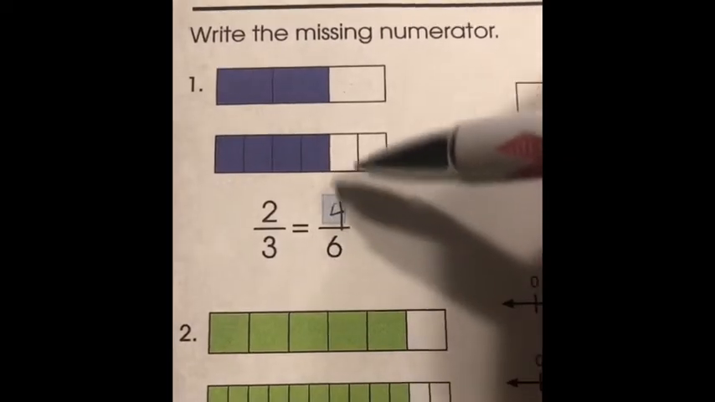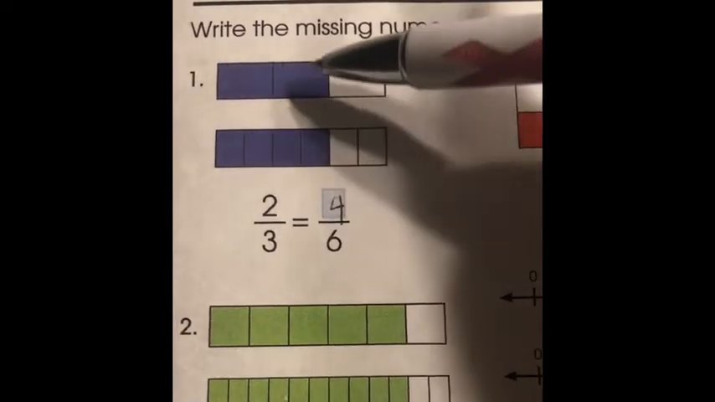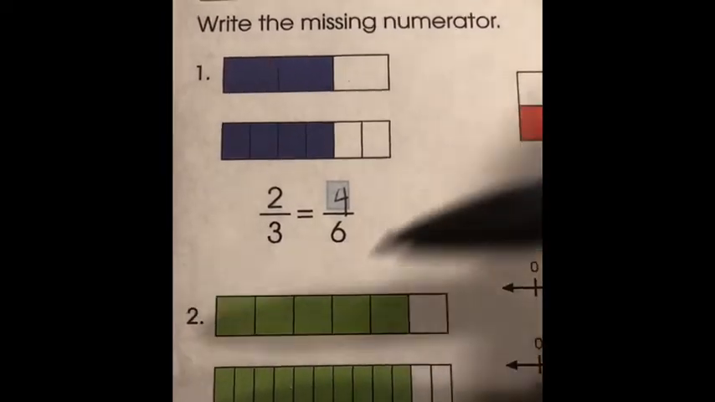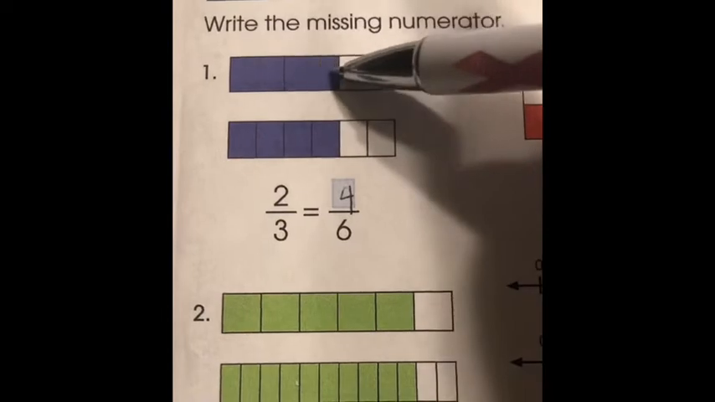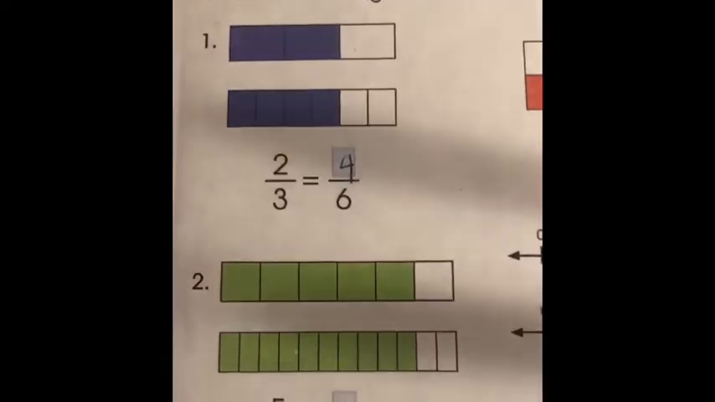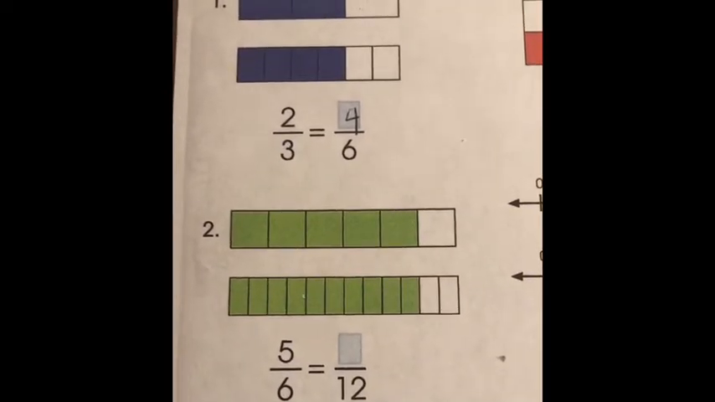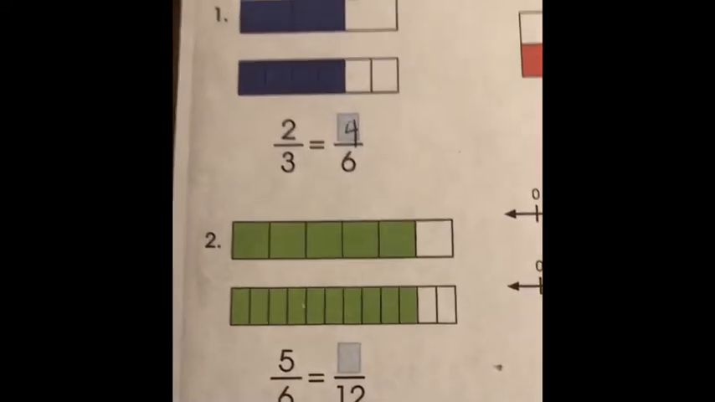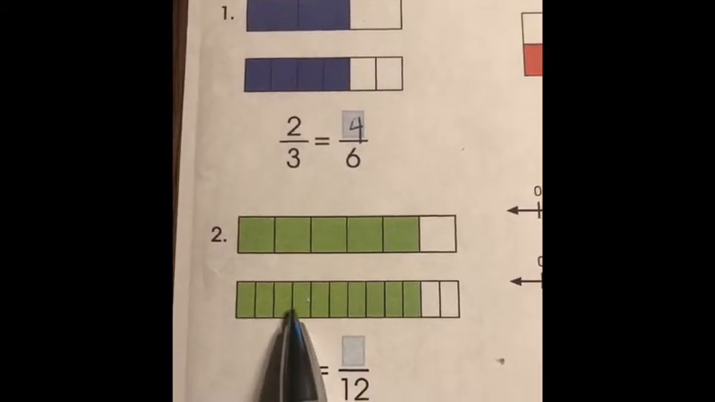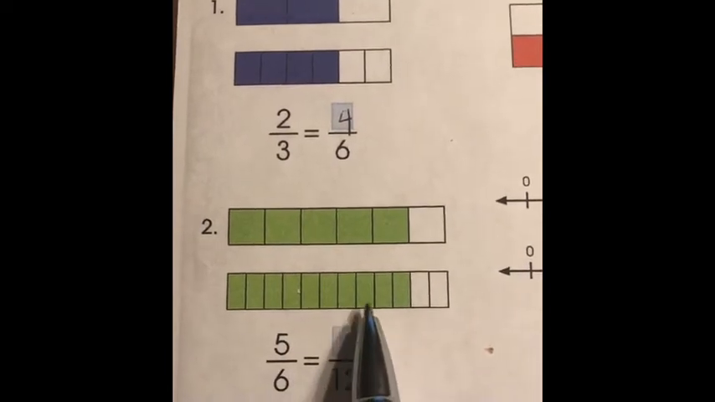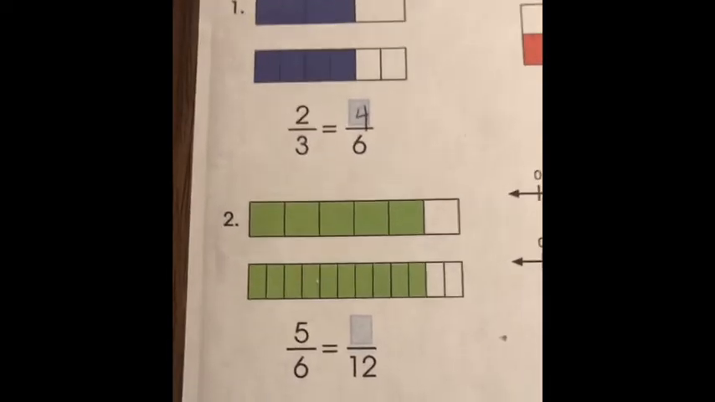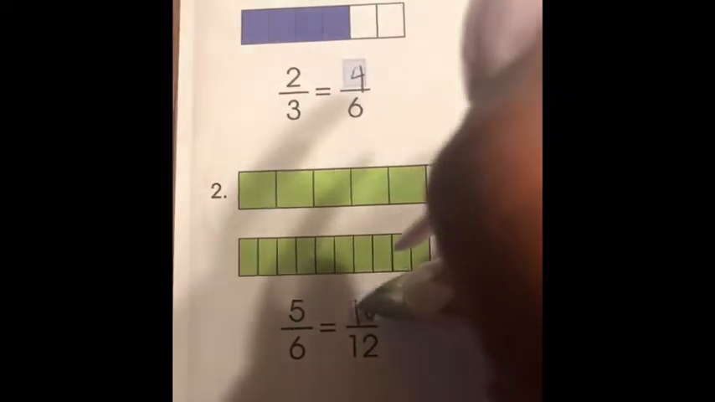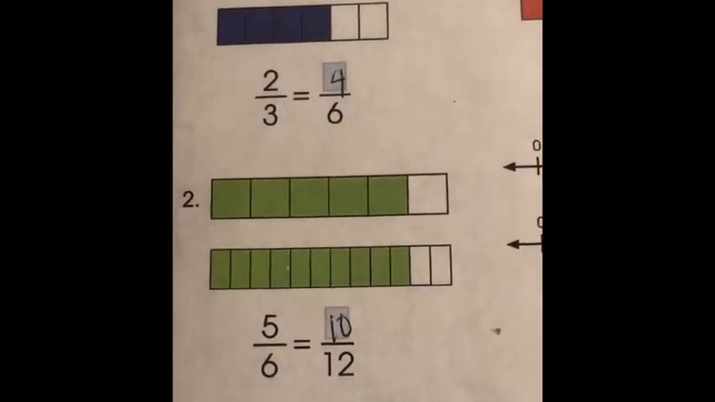And you see that 4 of the 6 are shaded and 2 of the 3 are shaded. These are equivalent because equal amounts are shaded in. So here we have 5/6, and then we need to see how many 12ths we have. So if you just count 1, 2, 3, 4, 5, 6, 7, 8, 9, 10. And so 10/12 is equivalent to 5/6.